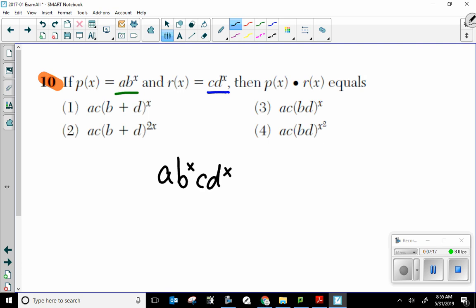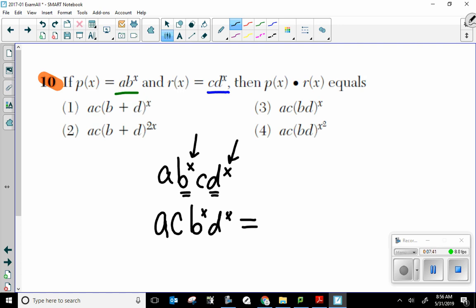All right, well, it looks like we have some things in parentheses, and something's kind of taken out of that parentheses. The only thing that shares anything common that I could take out in parentheses are the B and the D. What do they have in common? They have their exponent in X. So I'm going to rewrite this. I'm going to say it's A, C, B to the X, D to the X.